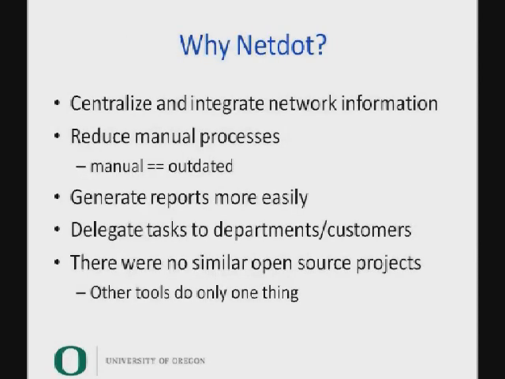So why did we start this project? We really wanted to centralize and integrate network information. This has the characteristic that it reduces manual processes. As everybody knows, manually added information becomes outdated really quickly, so the idea was to reduce that as much as possible. Also, we wanted to generate reports more easily, and if things were scattered everywhere in several text files and different databases, it was really hard, but this facilitates the reporting. We also wanted to delegate tasks to departments so they could deal with their own information.